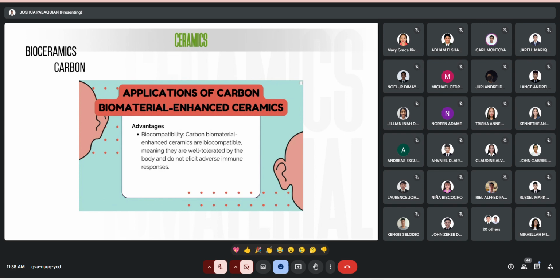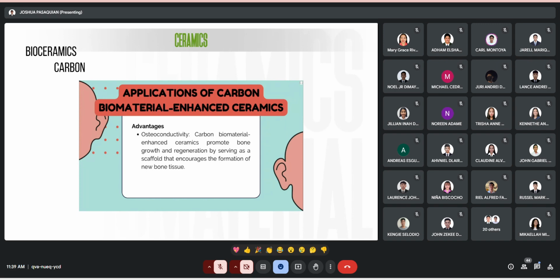Carbon biomaterial enhanced ceramics are biocompatible, meaning they are well tolerated by the body and do not elicit adverse immune responses. This is crucial for bone grafts and implants to integrate effectively with surrounding tissues. Mechanical properties. They possess mechanical properties that can be tailored to mimic natural bones, such as high strength and elasticity. This helps in providing structural support and stability during the healing process.